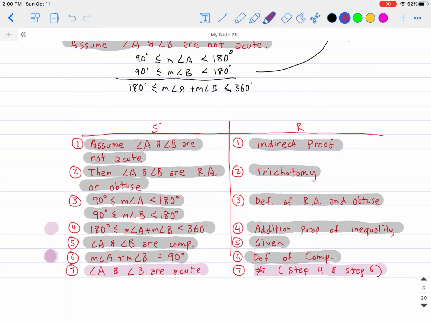So that means that by contradiction, because step 4 contradicts step 6, A and B are going to be acute. So as soon as you see two or more steps that are contradicting each other, that's the end of the proof, because you already showed by contradiction why it's not going to work. The idea behind the indirect proof is like pigeonholing.